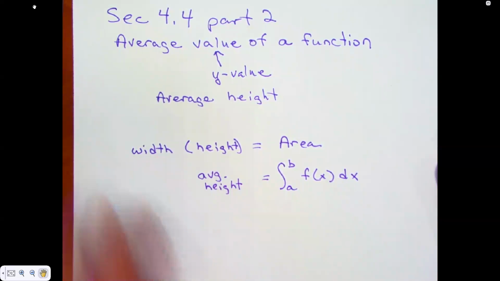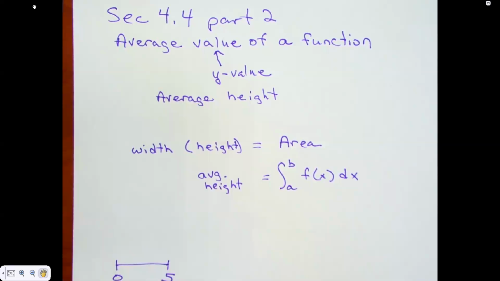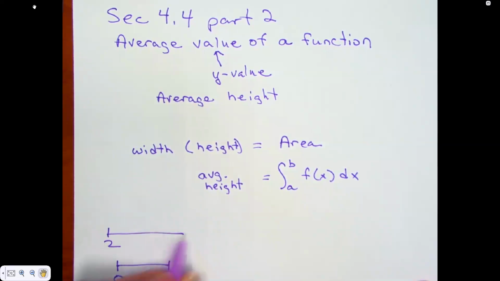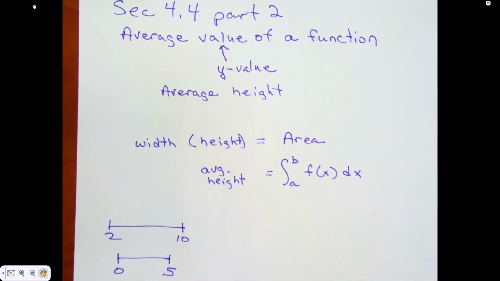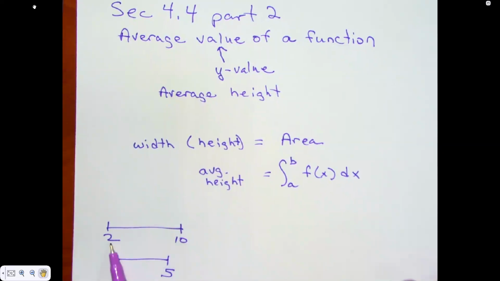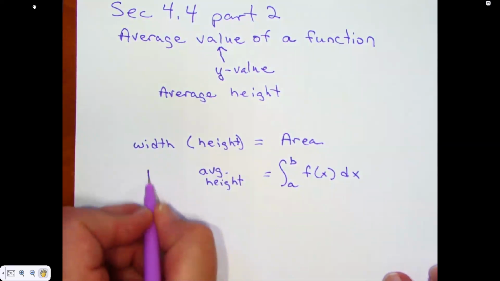And the width is the whole thing from our start to our stop. So if I was starting at 0 and going to 5, what would my width be? 5, right? 5 minus 0. But okay, what happens if I was starting at 2 and going to 10? What would my width be? 8, right? Or b minus a. So my width is b minus a, my start versus my stop.